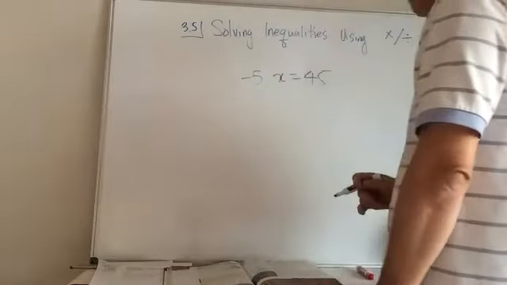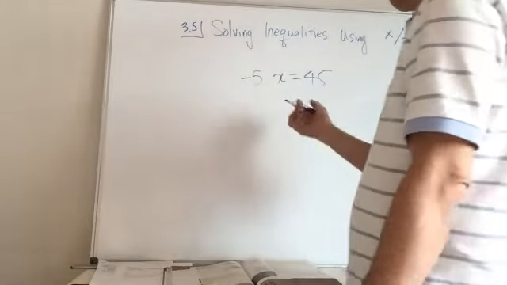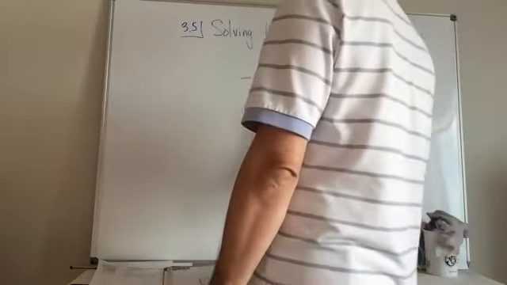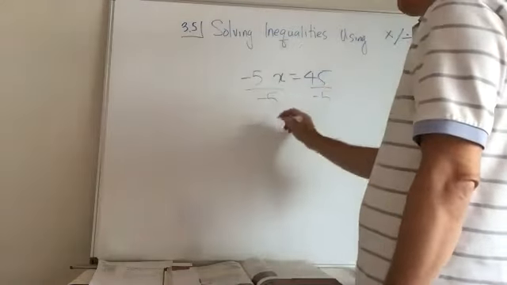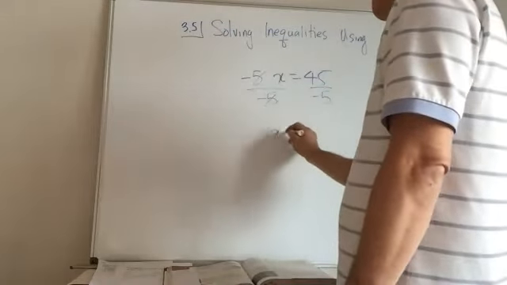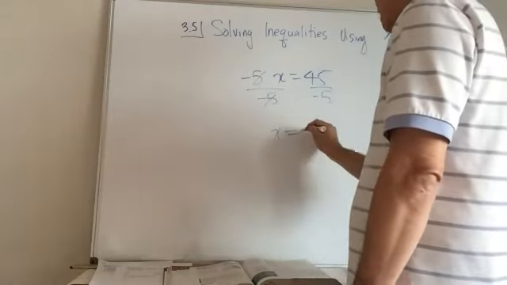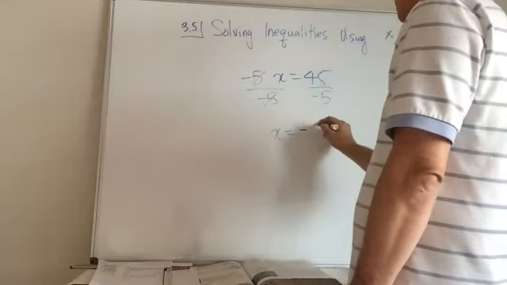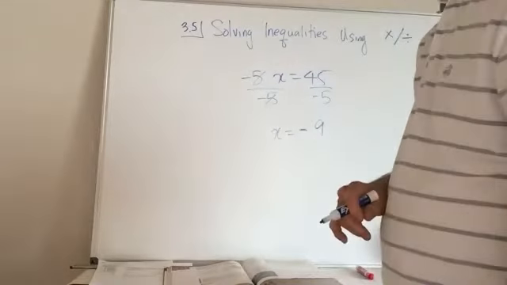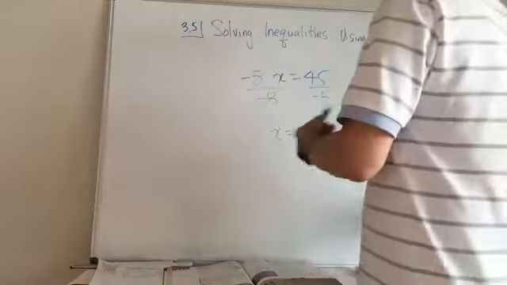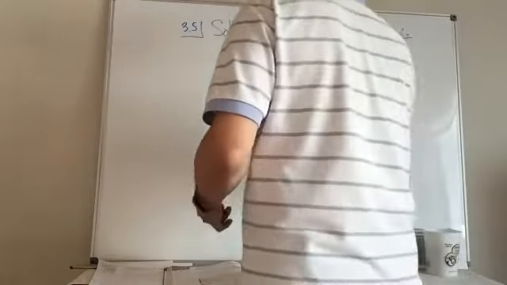If I put -5 here, then I'm just going to divide by -5. This cancels out. X is equal to, this is a positive divided by a negative, so it's a negative number, and it's going to be -9. That's your answer. So this works the same when you're talking about inequality.